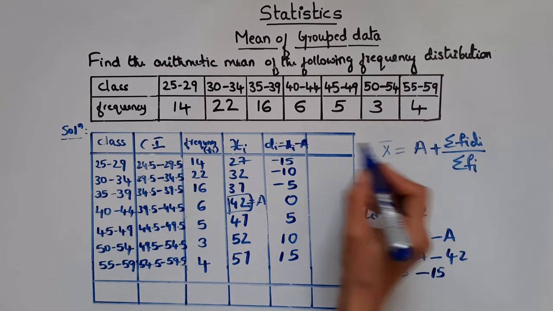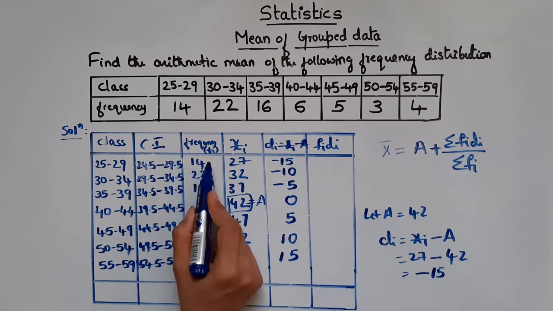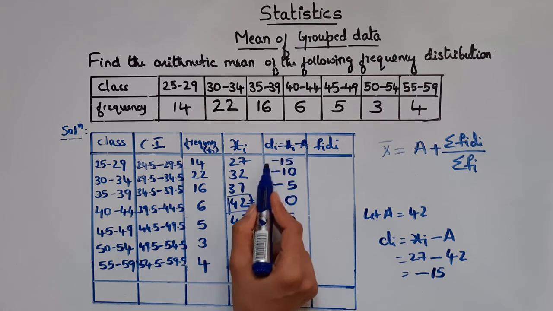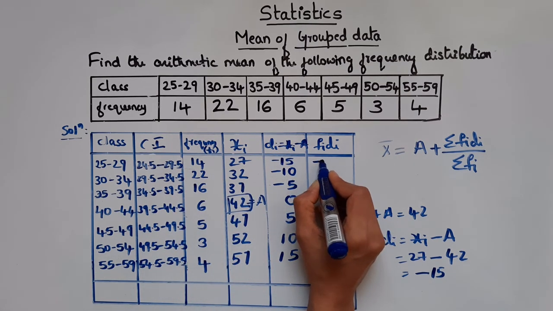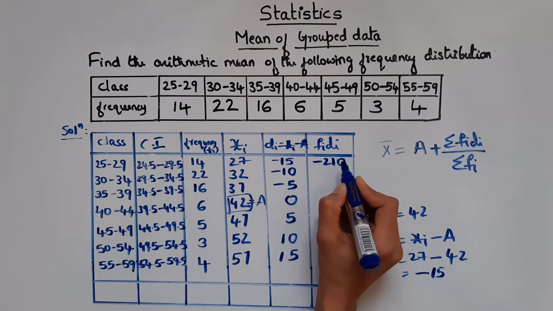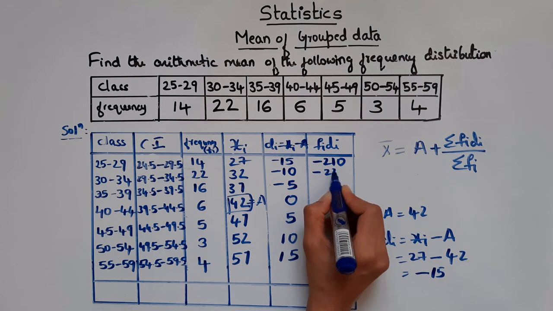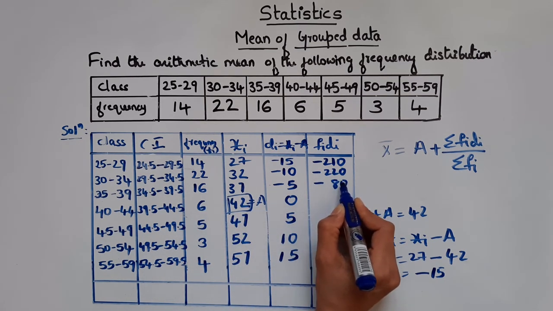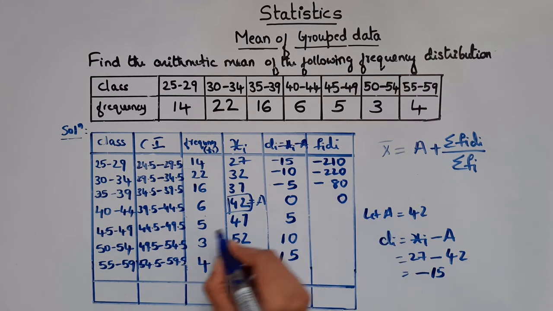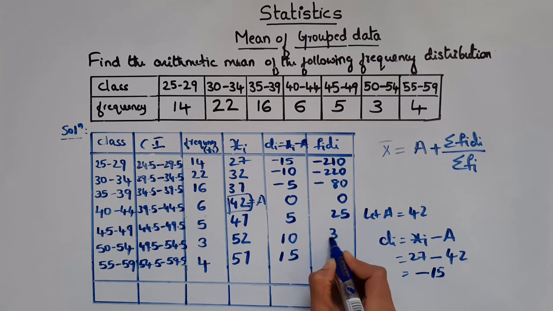Next we want fi di. So fi is 14 into di is minus 15. So 14 into minus 15 will give you minus 210. 22 into minus 10 will give you minus 220. 16 into minus 5 is minus 80. 6 into 0 is 0. 5 into 5 is 25. 3 into 10 is 30. 4 into 15 will give you 60.